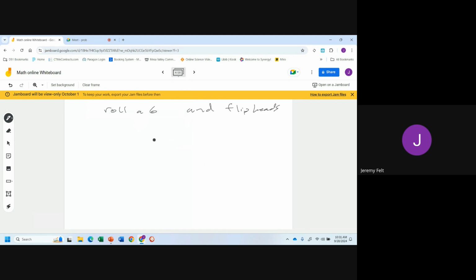So first, let's find the probability. We'll call this event A. We're going to multiply that by the probability of event B, and that's going to give us the probability of event A and B.